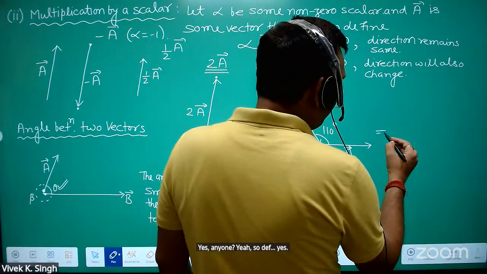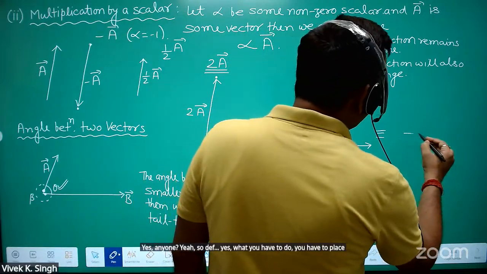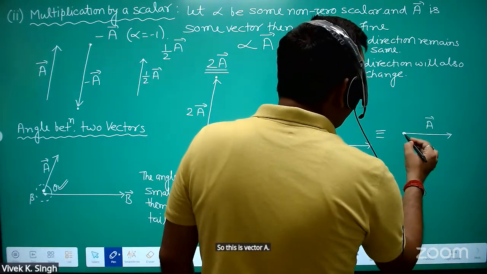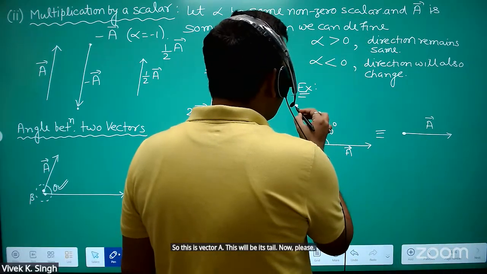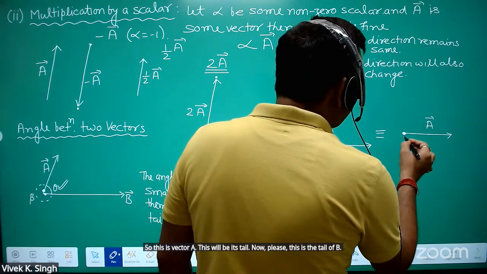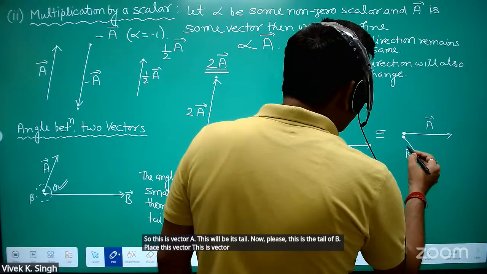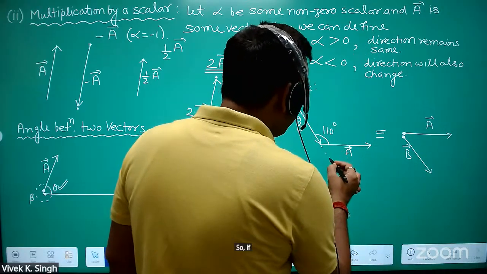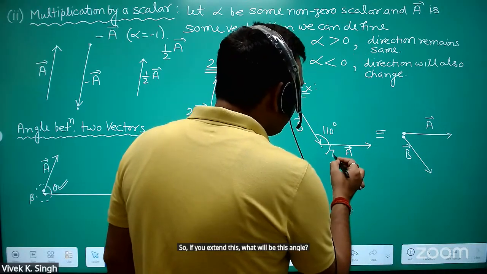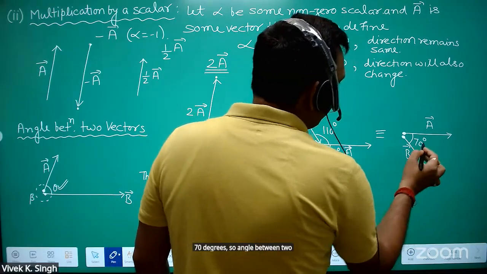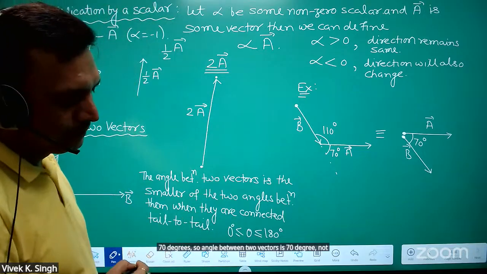What you have to do is place them tail to tail. So this is vector A, this will be its tail. Now place the tail of B here. This is vector B. So if you extend this, what will be this angle? This angle is 70 degrees. So the angle between the two vectors is 70 degrees, not 110. Yes or no?